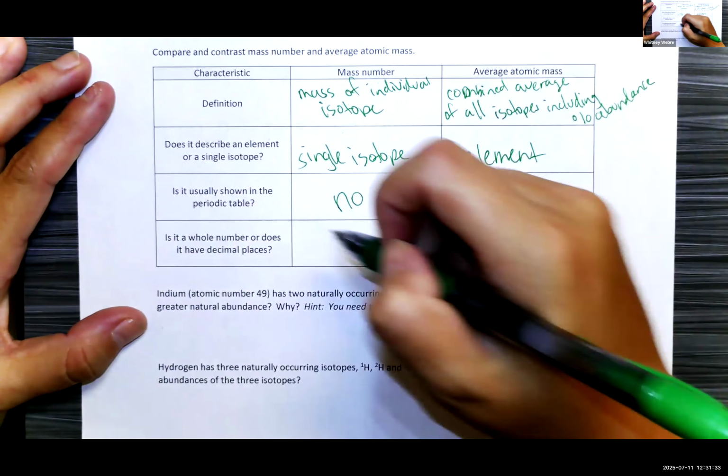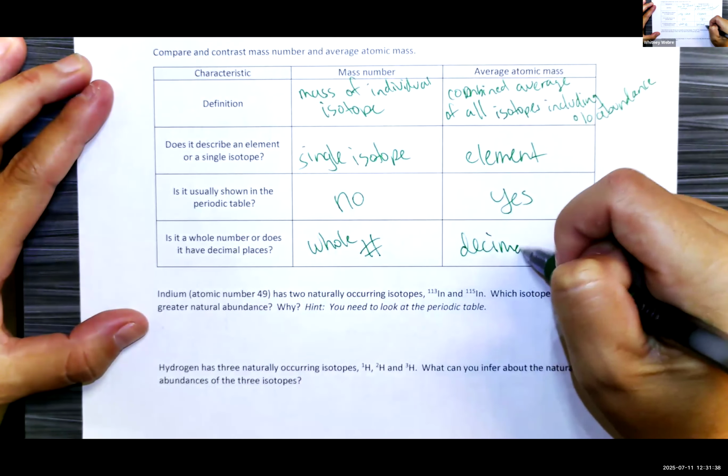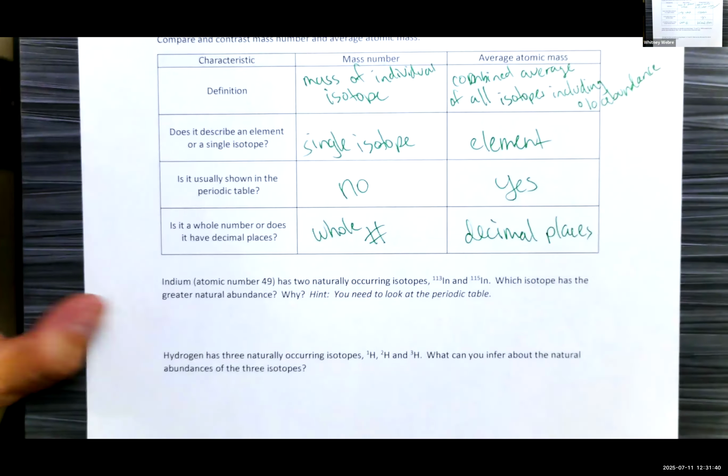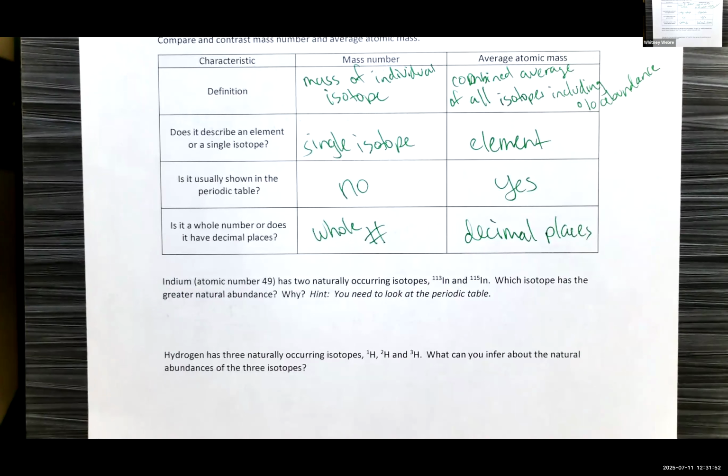So the mass number will always be a whole number. Because remember, it's an isotope where you add the neutrons and protons and we don't split them. We're not splitting subatomic particles, so they're always going to be a whole number. But the reason why we always have decimal places on the periodic table is because we're incorporating a calculation to figure out the average.